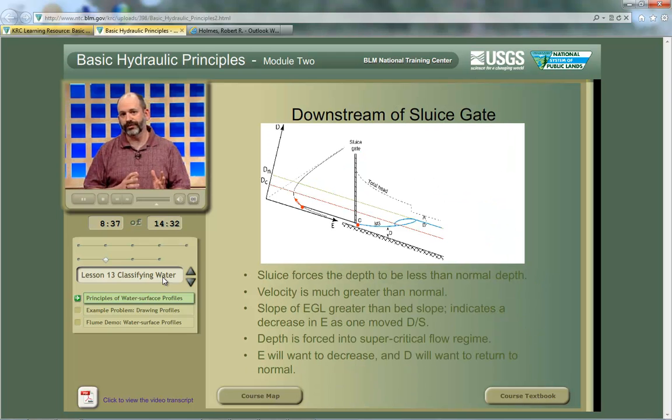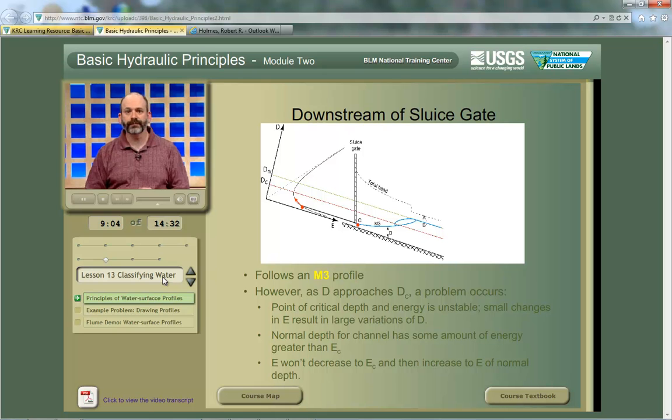Well, let's take a look now downstream of the sluice gate. Well, the sluice forces the depth to be less than the normal depth, and the velocity is much greater than normal. The slope of the energy grade line is greater than the bed slope, and this indicates a decrease in energy as we move downstream. Well, as the depth is forced into the supercritical flow regime, the energy will want to decrease, and the D will want to return to normal. Well, this is going to follow what we would call an M3 profile.